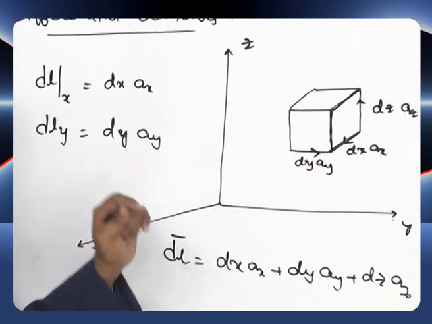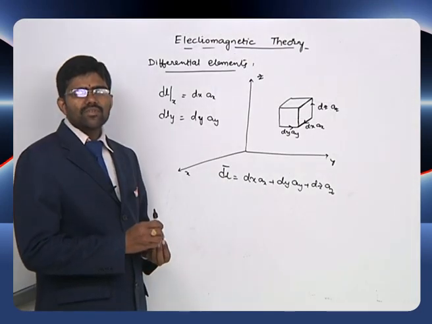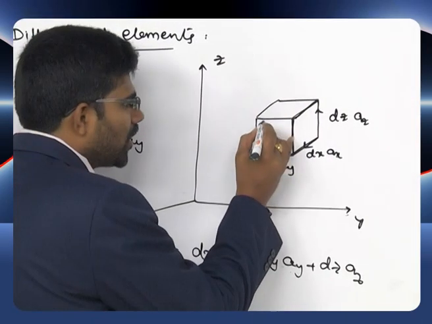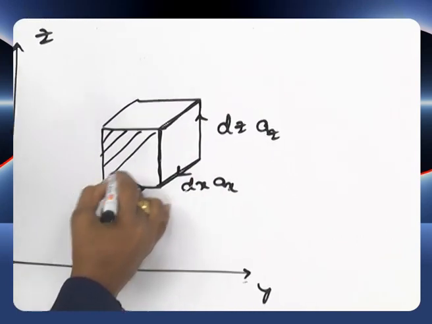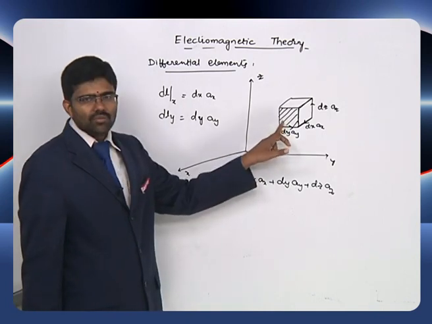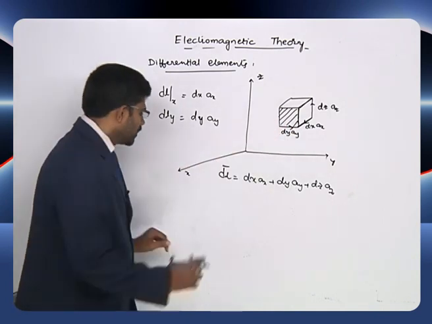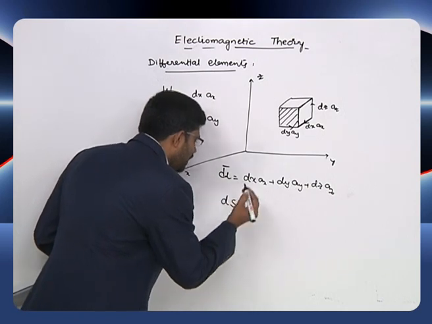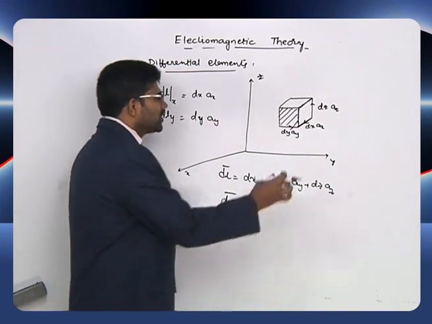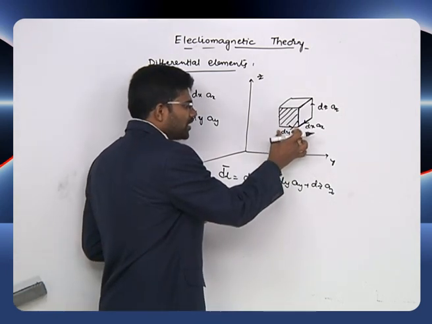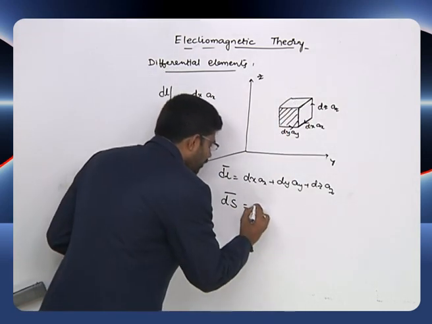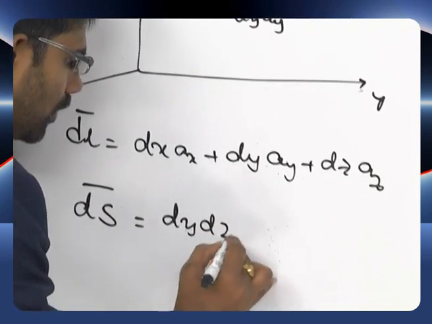Now we will observe the differential surface. As I said, a differential surface is a quantity which has an infinitesimally small area. For example, consider this differential surface. If you want to calculate its magnitude, the differential surface is denoted with the symbol ds. This is also a vector. So ds bar is equal to, write down the magnitude initially. The magnitude here is dy and the magnitude here is dz. So the magnitude is dy dz.